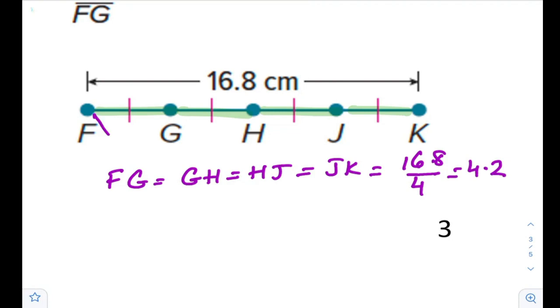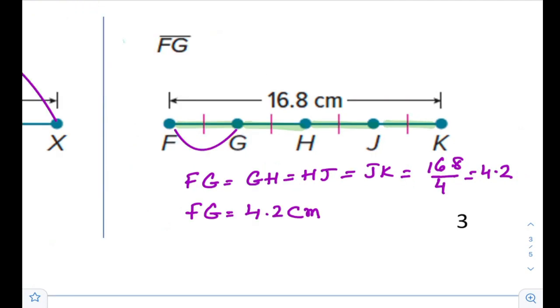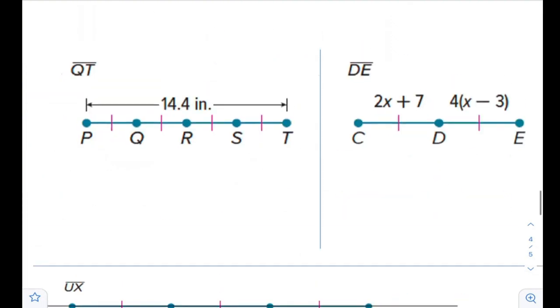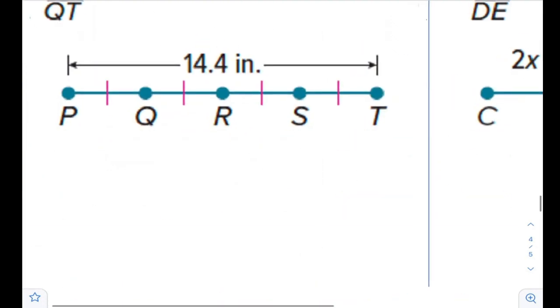So that means this is one of the parts that he's asking about. So FG will answer his question, 4.2 centimeters. Don't forget the units. You might lose marks sometimes. Let's move to another question. We have here a similar question, but be careful what he's asking about.